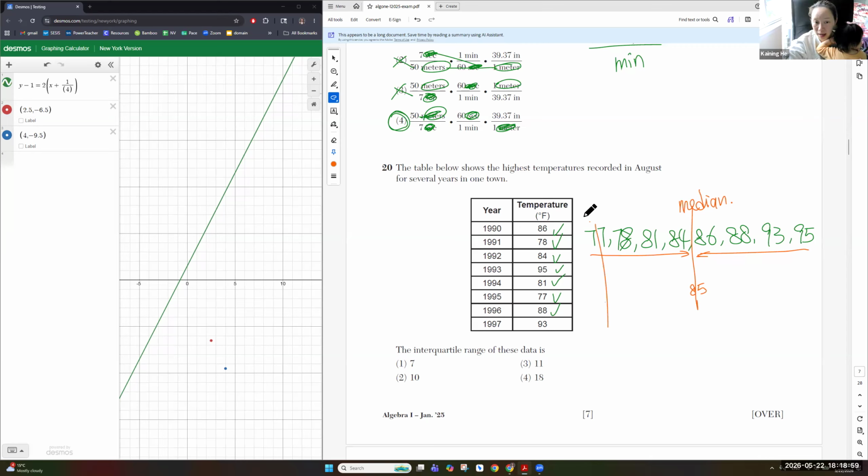This is called my maximum number. Sorry, my minimum number. And 95 will become maximum. There we go. So that's my minimum number, and this is my maximum number. All right. And then they said they want interquartile range. Interquartile range will be a number that you chop in half again. So what's the middle number between 78 and 81?